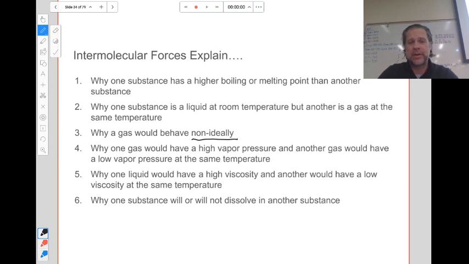Why one gas would have an incredibly high vapor pressure and another gas would have a low vapor pressure at the same temperature has to do with intermolecular forces. Why one liquid would have higher viscosity and another would have lower viscosity at the same temperature, and why one substance will or will not dissolve in another substance. All of those things are based off of intermolecular forces. So, moving along.